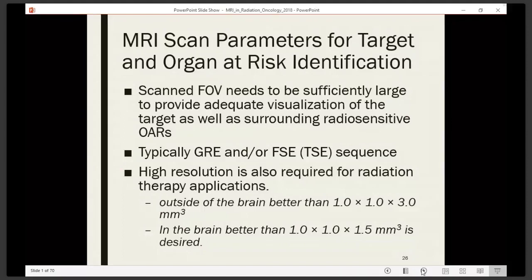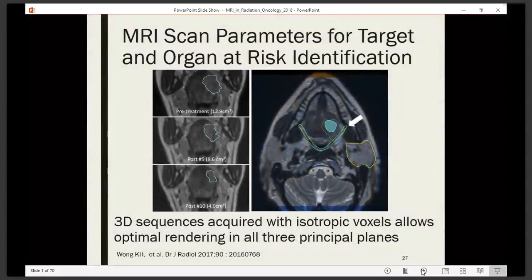So outside of the brain, maybe 1 by 1 by 3 millimeters. Inside the brain would be even better if you get down to 1 by 1 by 1.5 or 1 by 1 by 1. So that's a pretty high resolution, and one of the reasons that 3T systems are becoming preferred, because you can easily achieve those resolution goals. You have the signal and noise to do it in a short scan time on a 3T system.